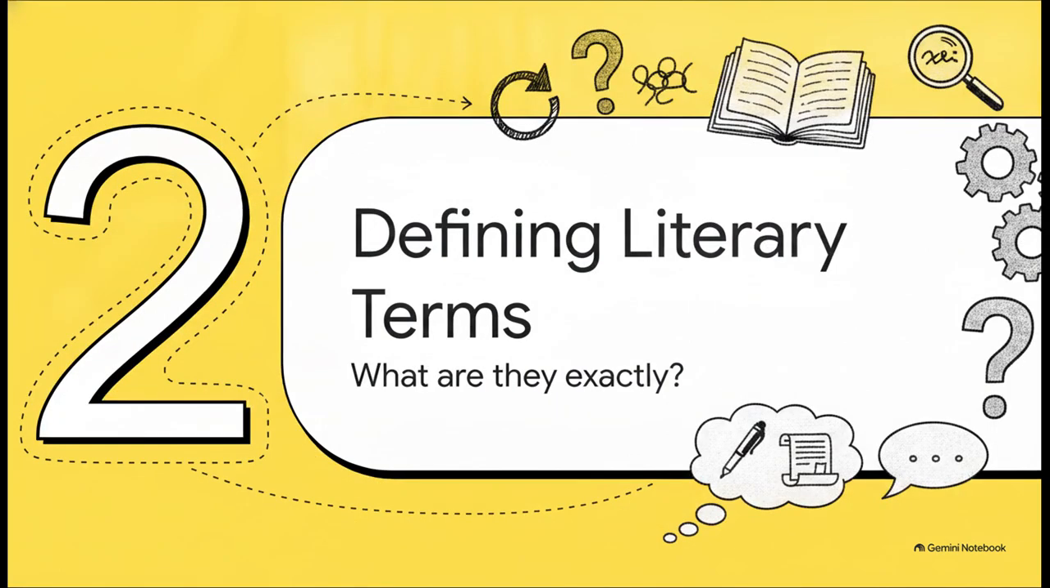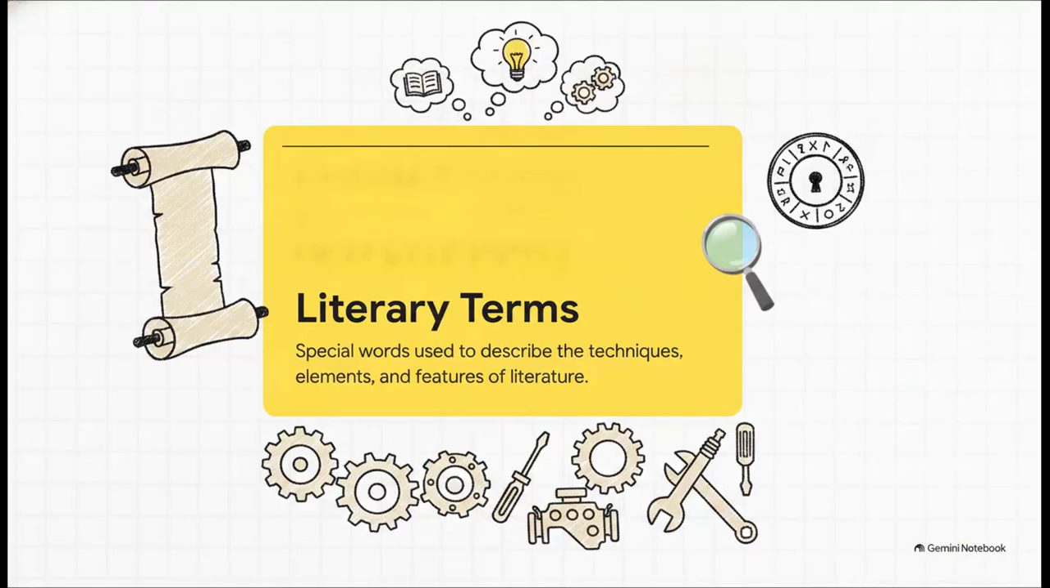Section 2. Defining literary terms. What are they exactly? Okay, let's dive into this, because before we can start mastering these tools, we really need to understand what they are fundamentally and clear up any misconceptions out there. Basically, literary terms are the special words used to describe the techniques, elements, and features of literature. I really want you to think of these not just as a boring list of vocabulary words you've got to memorize for some pop quiz. No, they are like a secret decoder ring for any piece of text. They are the proper academic names for the specific tools a writer pulls out of their toolbox.